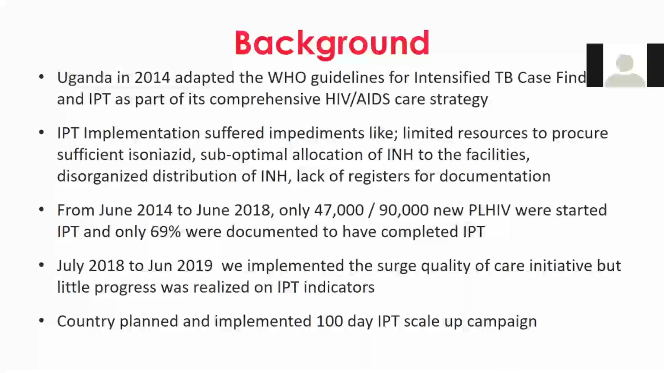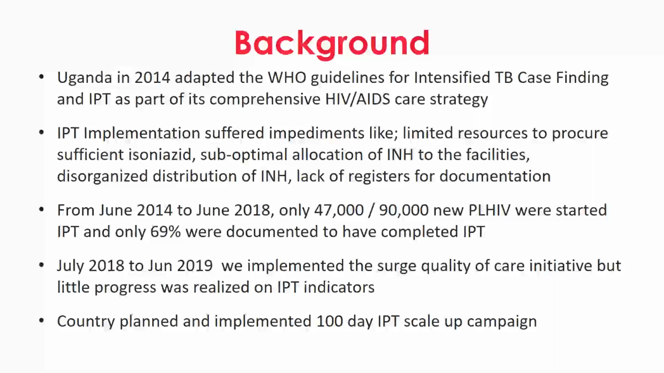And IPT implementation, however, suffered impediments like limited resources for procurement. There was suboptimal allocation of INH to the facilities, and this was also paired with disorganized distribution of these commodities, whereby you would find INH being distributed to facilities and not paired with the pyridoxine, but also you would find high volume facilities were given less quantities compared to what they required and things of that sort. There was also lack of proper preparation in that we lacked registers for documentation of those people who are enrolled on IPT.